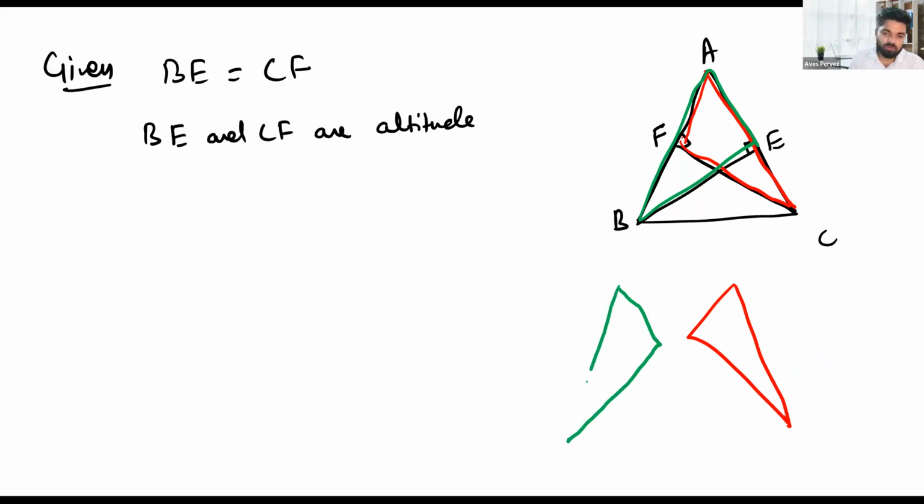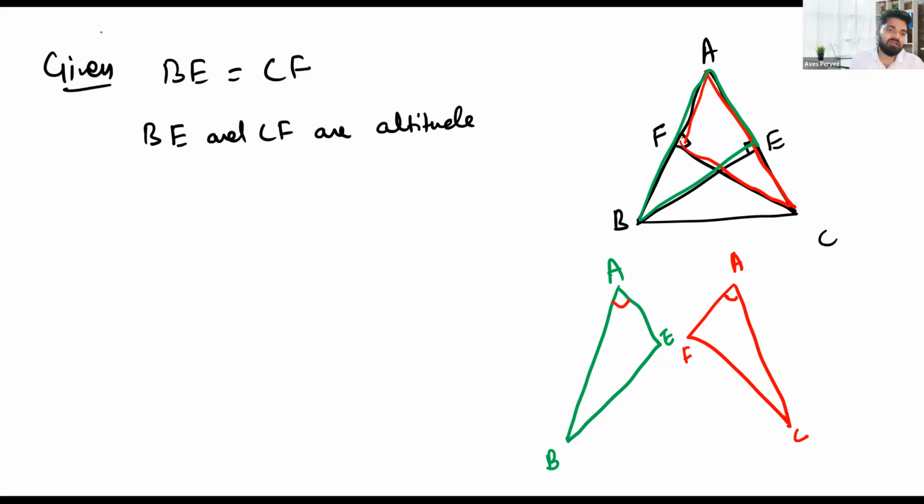Okay. Now this is the green one. And this is A in the green here. And in the green, it is E. And this is B. Okay. And in the red one, this is actually A. And this is F. And this is C. You will notice that angle A is common in both red and green.